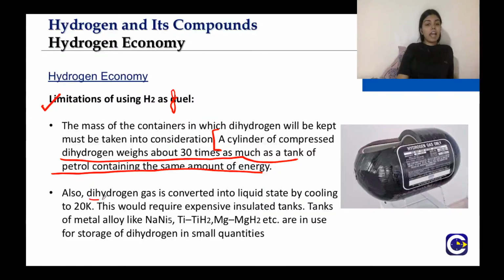Second is that dihydrogen converts into liquid state when it is cooled to 20 Kelvin. Right, so at 20 Kelvin, dihydrogen gas converts into a liquid state. This is the second disadvantage of using hydrogen as a fuel. Okay, so to store dihydrogen, we use metal alloy tanks, for example, sodium nickel titanium hydrogen, magnesium hydrogen. These kinds of alloys we use to store dihydrogen in small quantities.